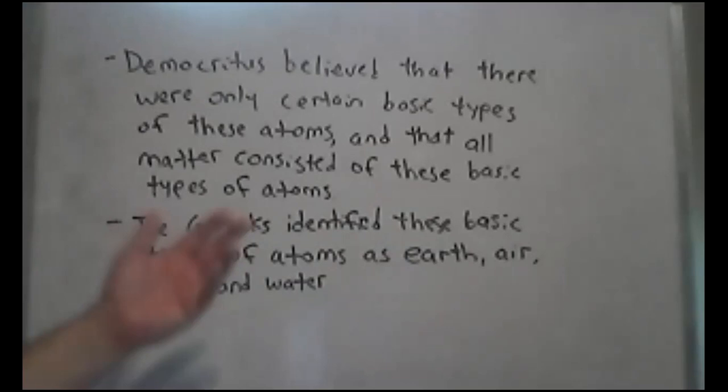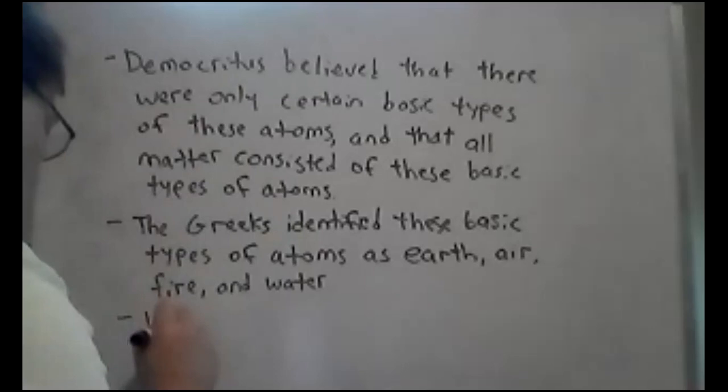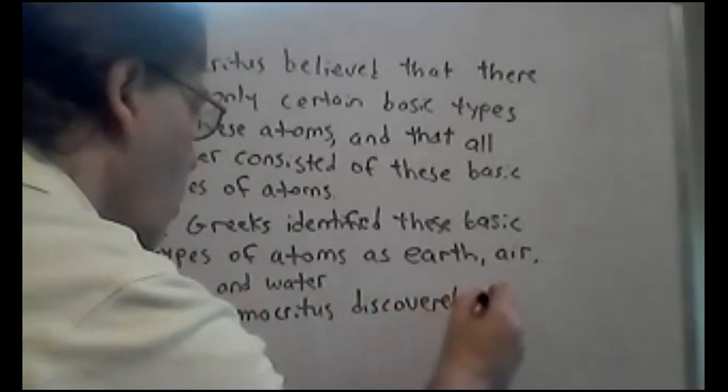And to some extent this is actually ingenious, because what we really have here is that these really are the states of matter. So what Democritus discovered were the states of matter, the four states of matter.